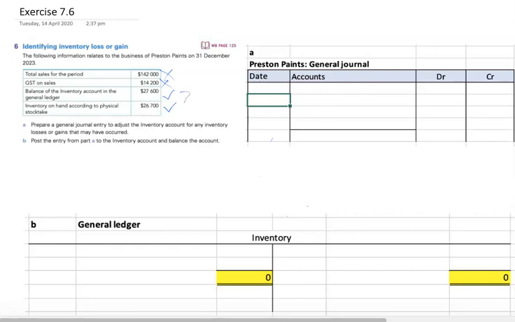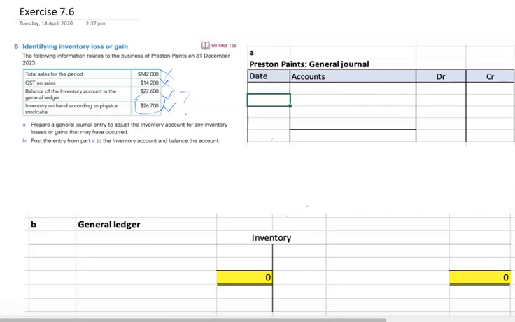So you've got a question to ask. Which one is more accurate? Should we believe the physical stock take or should we believe what is in our general ledger? And hopefully from all your understanding and reading of the principles of inventory, you know that the more accurate number is when we count it. So this is the accurate number of inventory, and we've now got to work out, is that an inventory loss or an inventory gain? Because there is a difference between the numbers.